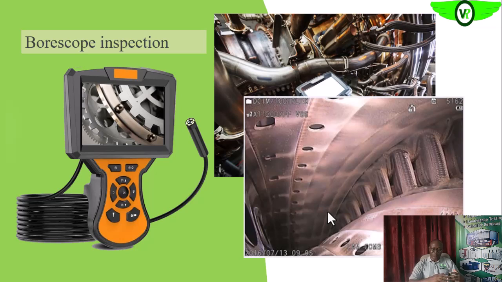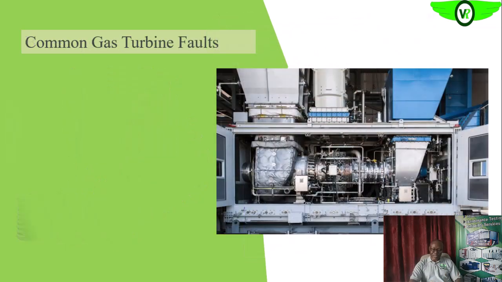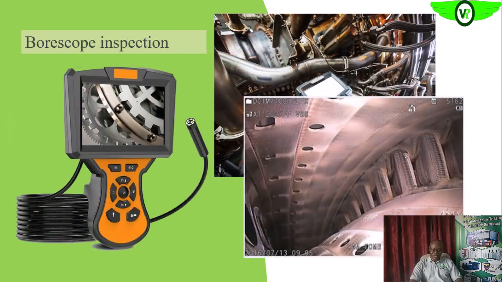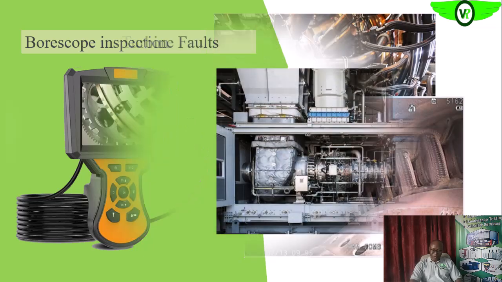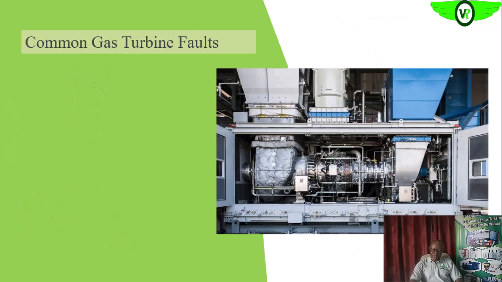So the BORESCOPE inspection is to enable us to look at the internal parts of the turbine, the entire unit, both the compressor and the turbine itself. We can even inspect the combustion chamber, or the combustor, with the BORESCOPE when the unit is off. Usually it is done when the unit is shut down, or when we have any opportunity when the unit is not working. We can do that BORESCOPE inspection.